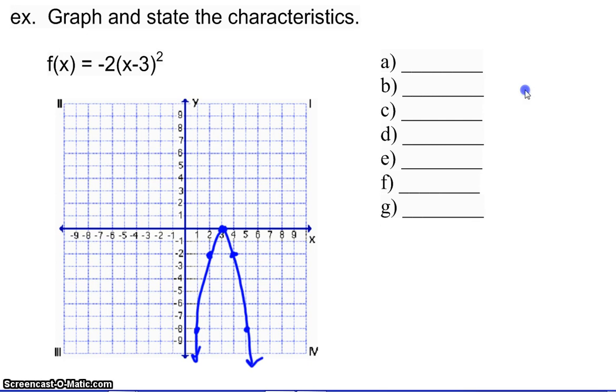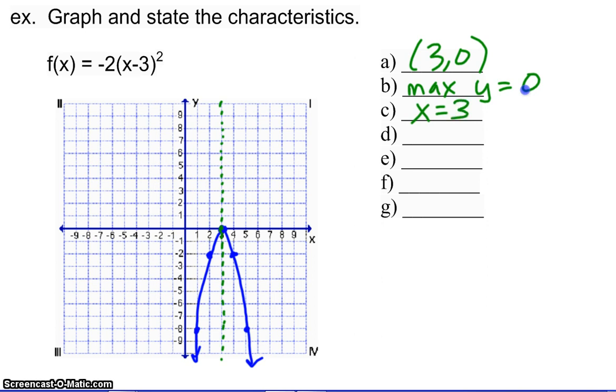So let's see, what are some characteristics? Here is the vertex of 3, 0. And it has a maximum value of y equals 0. The line of symmetry this time is over here. We go through as a vertical line through 3. So the axis of symmetry is x equals 3. Clearly the graph goes down.